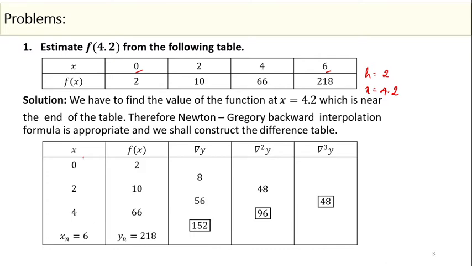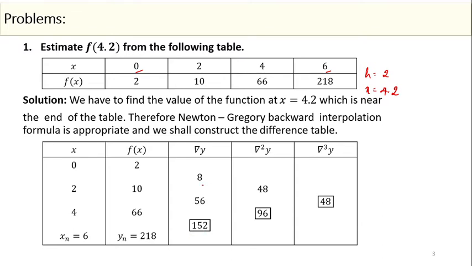Now, let us come to our first column, that is the column with respect to x. Here, the last value, that is 6, represents the value of xn. So, xn is equal to 6 here. Now, the corresponding value of xn is yn. So, yn is 218 here.